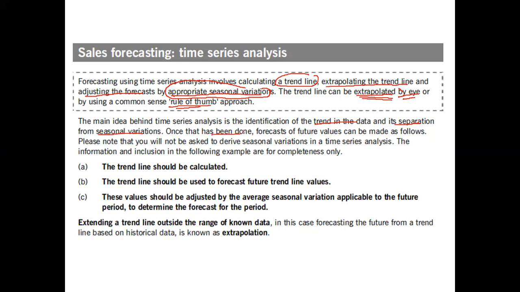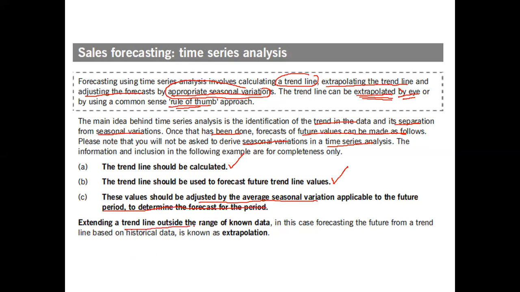Once that has been done, forecasts of future values can be made as follows. Please note that you will not be asked to derive seasonal variations in a time series analysis. The information and inclusion in the following example are for completeness only. So the trend line should be calculated. The trend line should be used to forecast future trend line values. These values should be adjusted by the seasonal variation applicable to the future period to determine the forecast of the period.